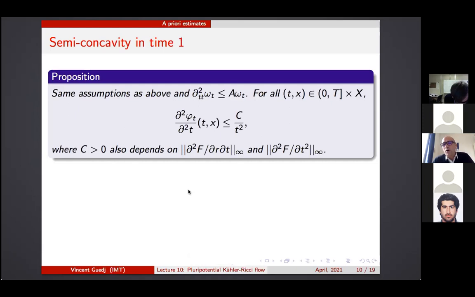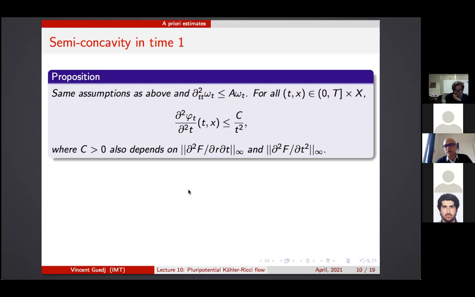And if you stay a bit away from time zero, then by subtracting a fixed constant, it will be negative. Okay, this is what it means to be semi-concave. It is uniform in x, but the constant does blow up as t approaches zero. And the dependence on the constant is the same as previously, but for this last estimate, you also need to control the second derivative of f both in time, so with respect to twice time, and then with respect to time and the third variable.